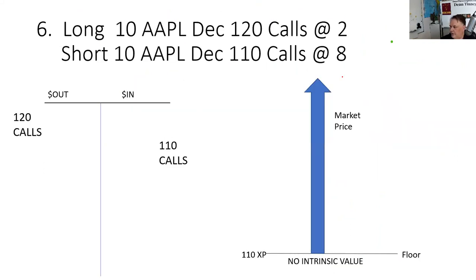All right, here's that spread again I showed you. With a spread, the first thing you have to do is identify the spread. The spread is long and short the same type of contract.